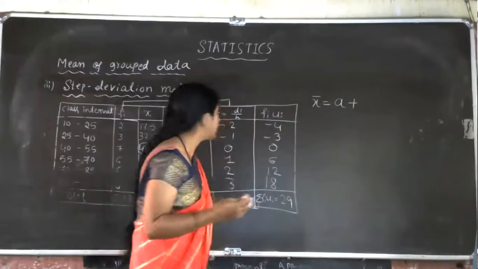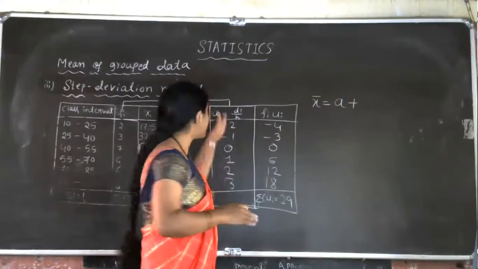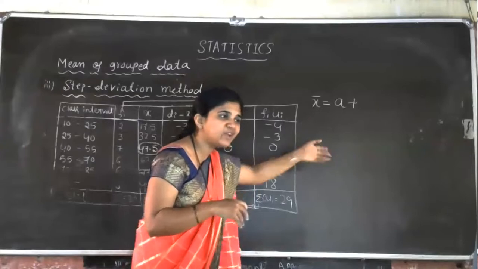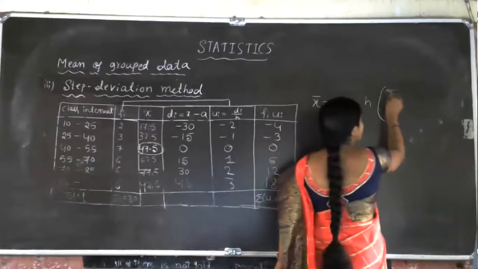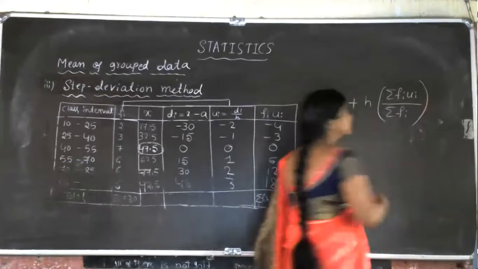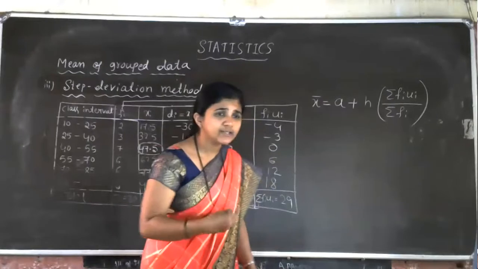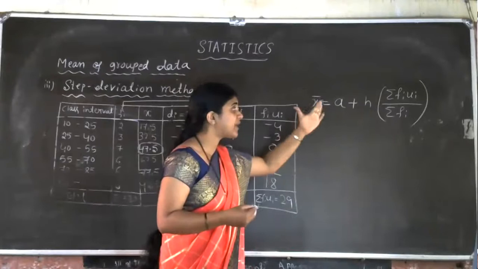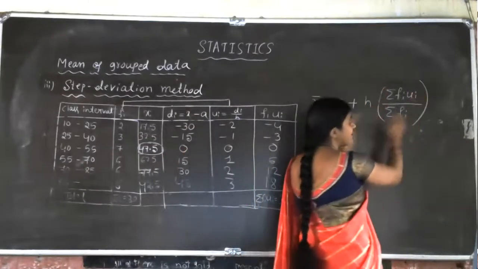Then what we did actually, we divided one value from each of the observations. So we have to multiply that value again now. So for which value? Sigma fi ui divided by sigma fi. So this is the formula to find out the mean using the step deviation method. Got the idea, students? X bar is equal to A plus h into sigma fi ui divided by sigma fi. See, this is the final condition.